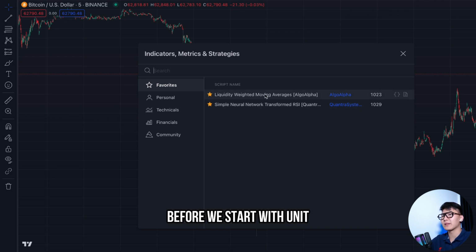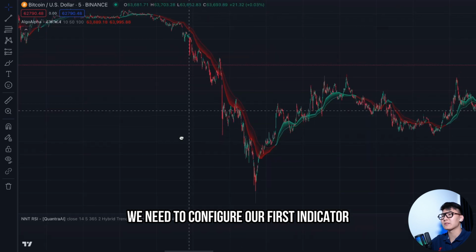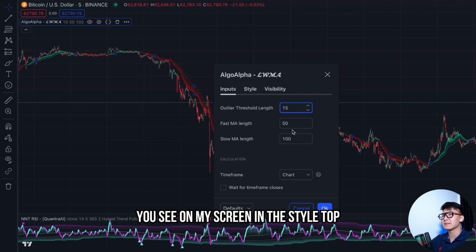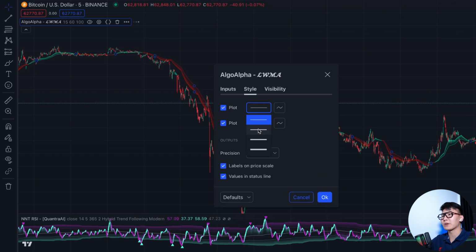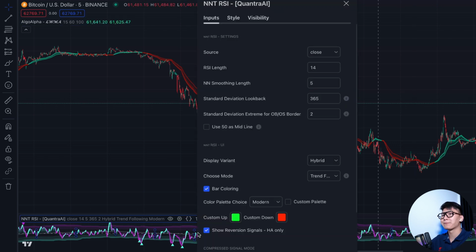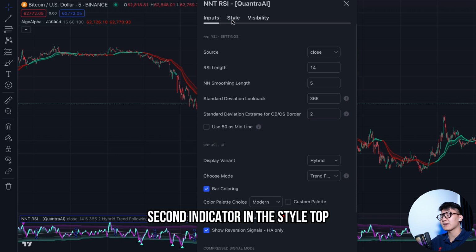Before we start trading, we need to configure our first indicator and use the same settings you see on my screen. In the style tab, I make the moving average a bit thicker for better visibility, but that's just my preference. And now let's configure the secondary indicator.